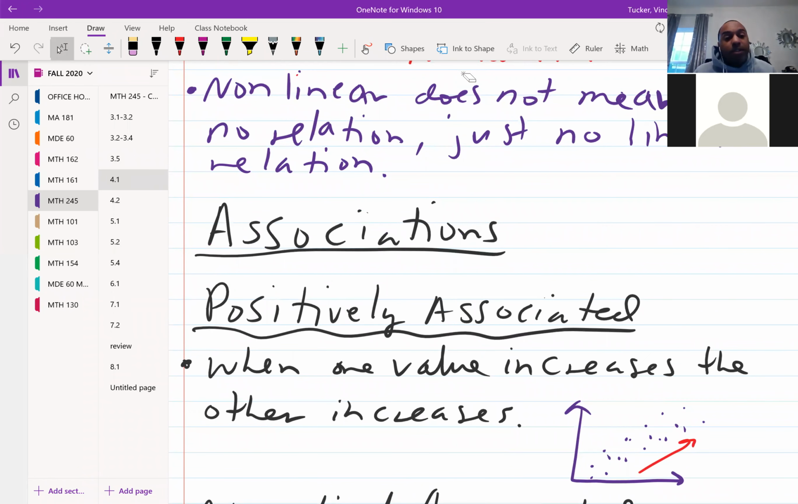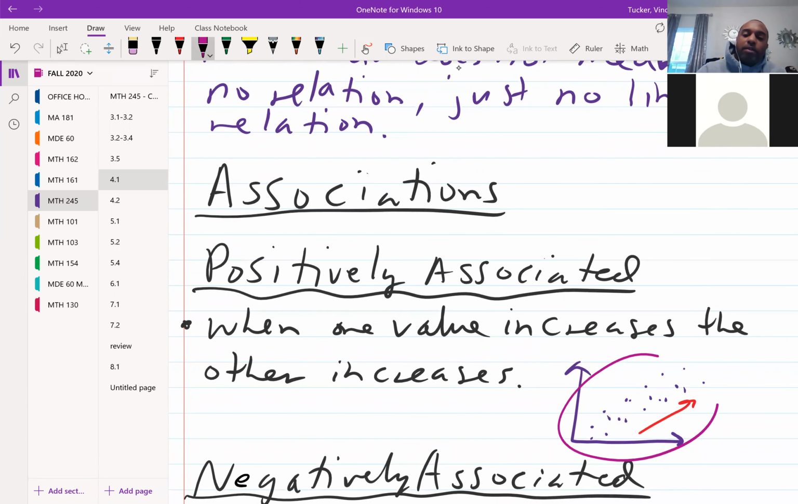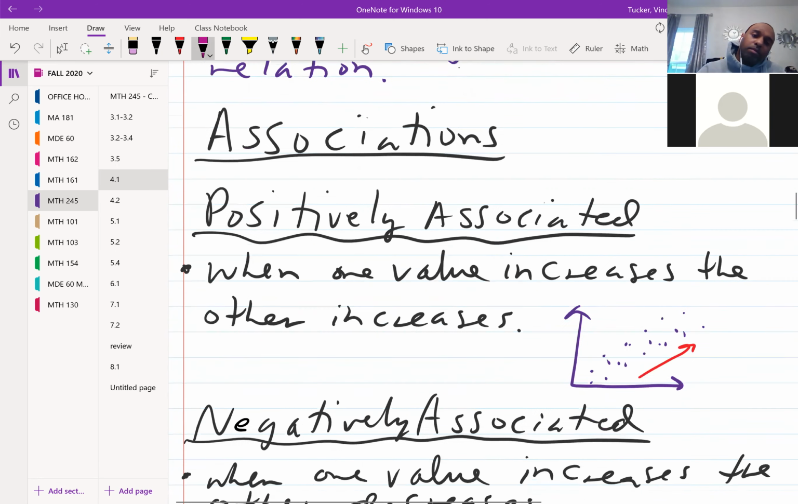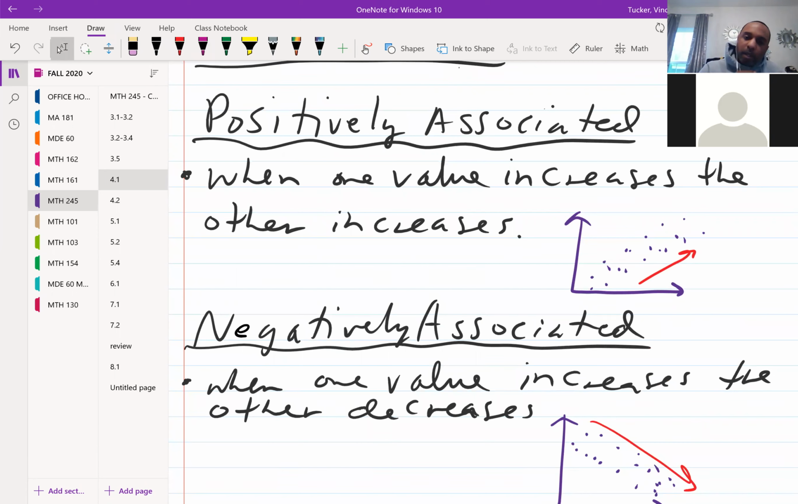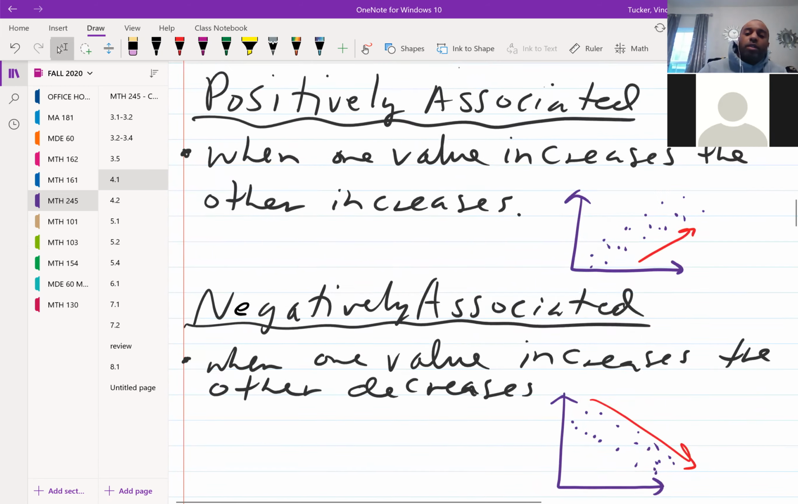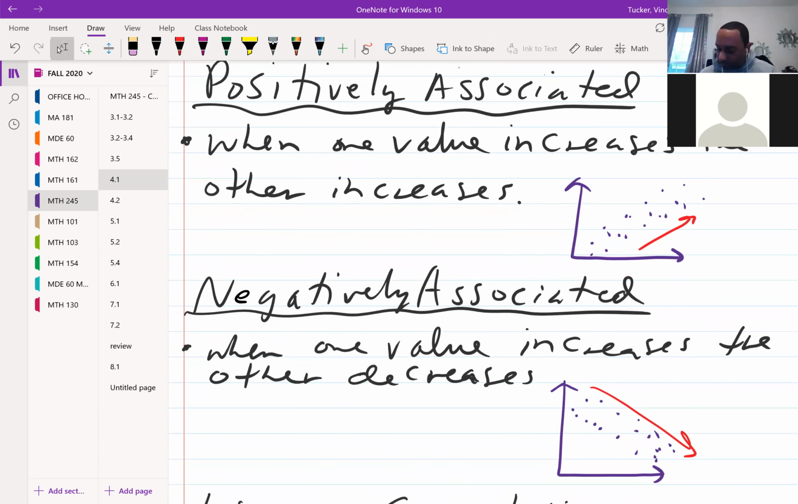All right, associations. Our points are positively associated when one value increases and the other increases. So notice in the diagram down here, the dots or the points are going up. Then negatively associated, or negative association, is when one value increases, the other decreases. And notice those points are going down.